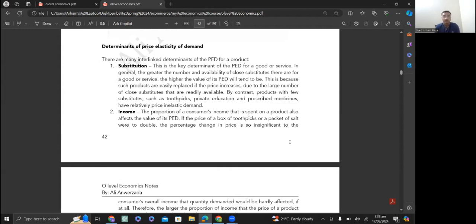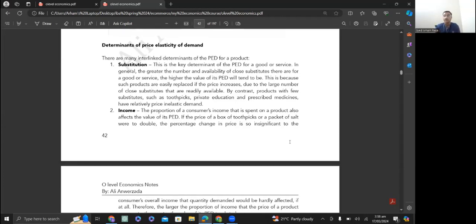And on the contrary, if your substitutes are less, then you will have a lesser PED, which means your PED will be inelastic. This is because if a good has a lot of substitutes and you increase the price of that good, the customers will shift to their competitors, to the substitutes. This will lead to a high or an elastic PED for that good.